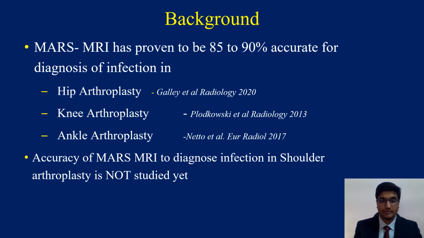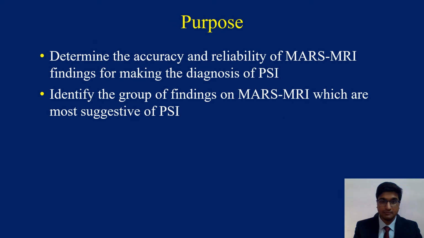MARS MRI has proven to be effective to diagnose PSI with 85 to 90% accuracy in hip, knee, and ankle arthroplasty. But the same accuracy has not been described or studied before for shoulder arthroplasty. The purpose of this current study is to determine the accuracy and reliability of MARS MRI for making the diagnosis of PSI. We also try to identify the group of findings which can increase the probability of diagnosing PSI using MARS MRI.